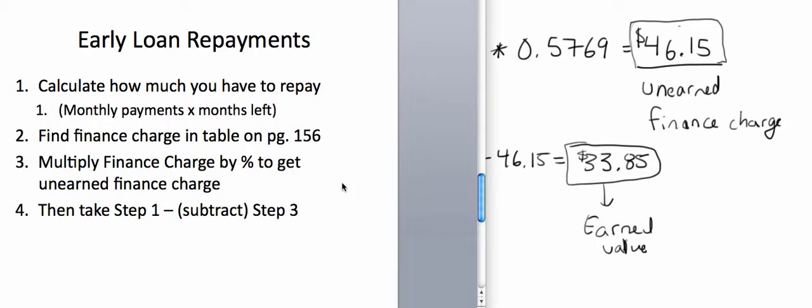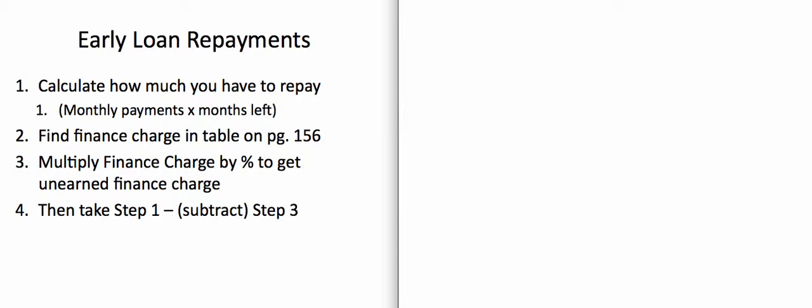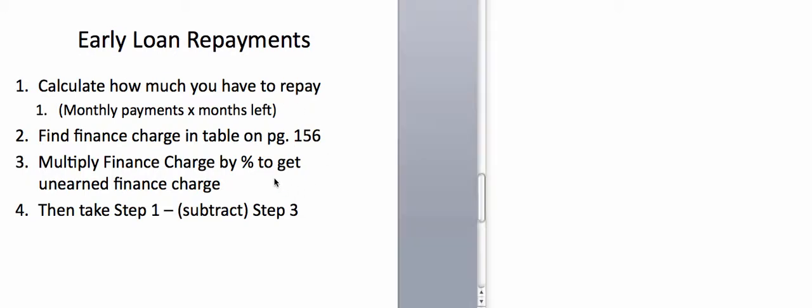So here's the second idea for early loan repayments. These are the steps you're going to have to follow to figure out how much you have to pay to repay your loan early. So the first thing you're going to do is calculate how much you have left to repay, find your finance charge on the table, and then multiply your finance charge by the percentage to get your unearned amount, and then subtract step 1 minus step 3. Okay, so let's subtract this step minus this step. So we look at this example here.